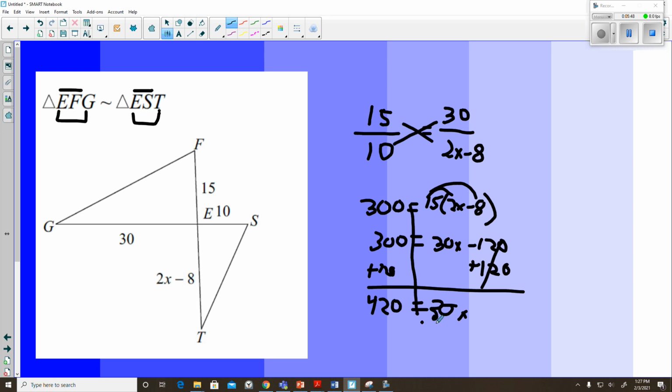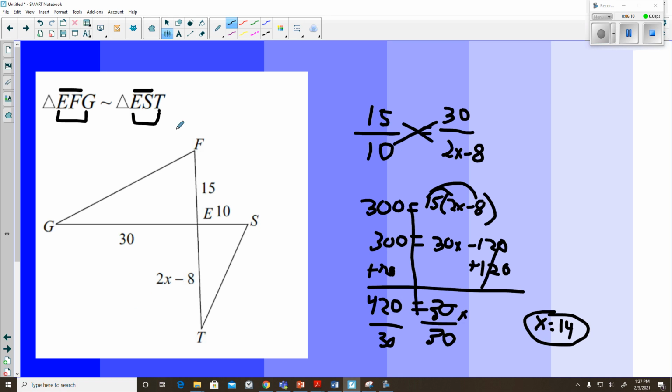Then we're going to divide by 30, and that's going to give me what x is equal to. When I divide those, that gives me 14. So that's how you do similar triangles.